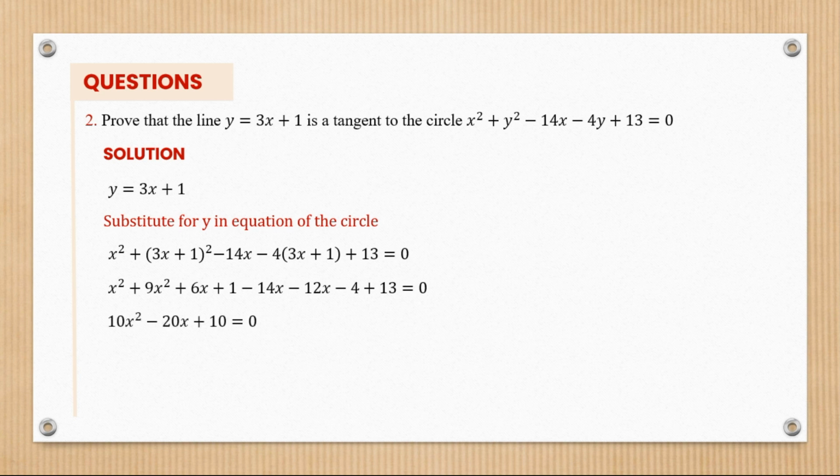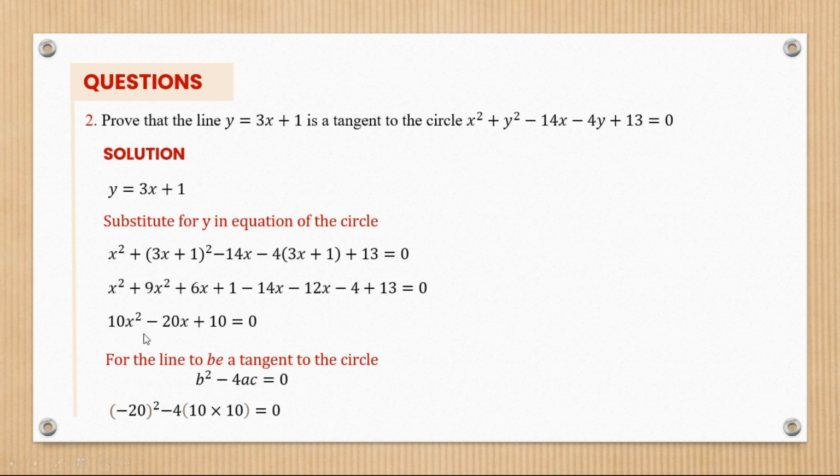When I expand this and simplify, I'll be left with 10x squared minus 20x plus 10 being equal to 0. I can see that for the line to be a tangent to the circle, we remember that b squared minus 4ac should be equal to 0. Now we can see that the coefficient for b is negative 20, the coefficient for a is 10, and the coefficient for c is this 10. So plug those in and I'll have 400 minus 400, which is equal to 0. Therefore this line is a tangent to the circle.